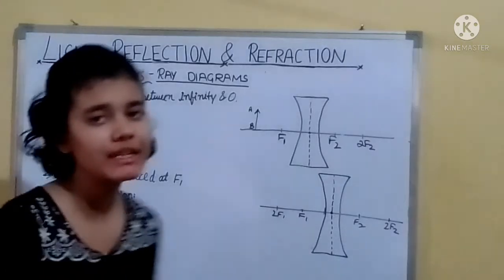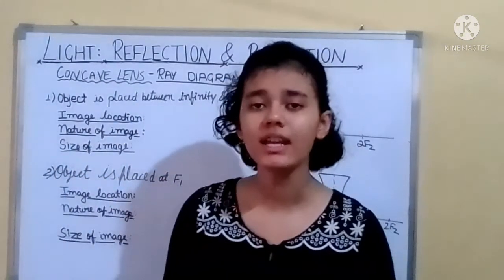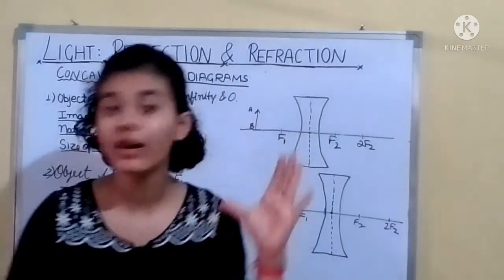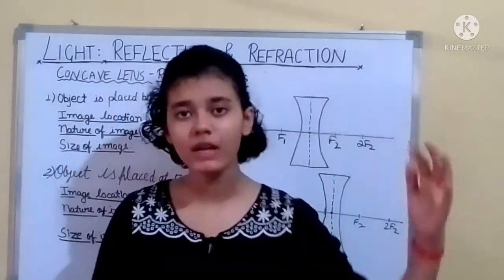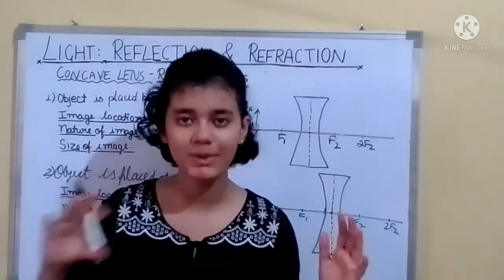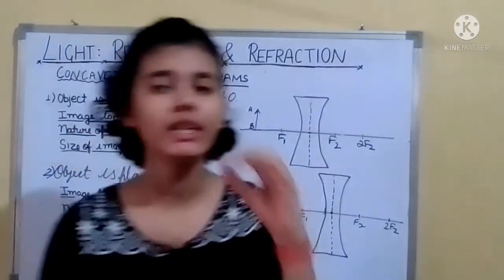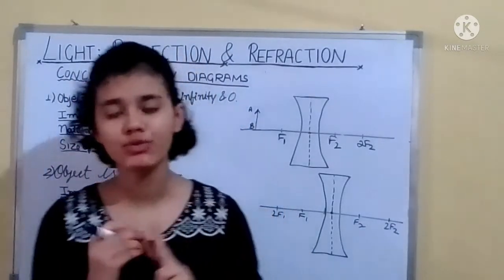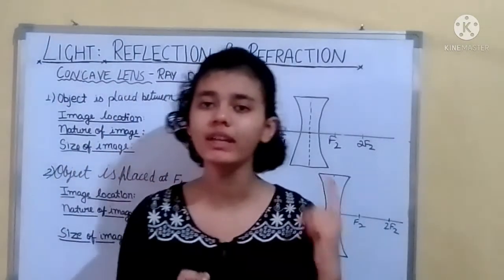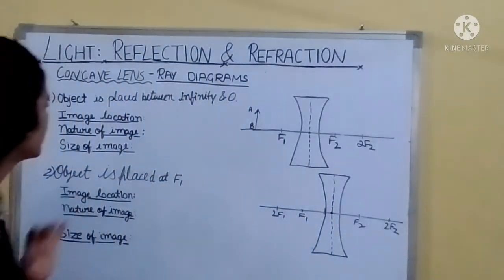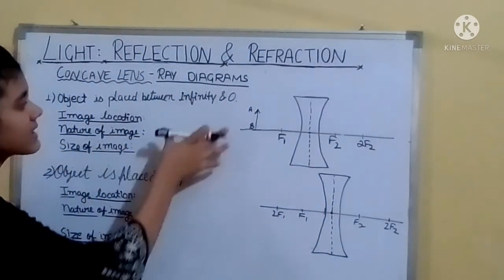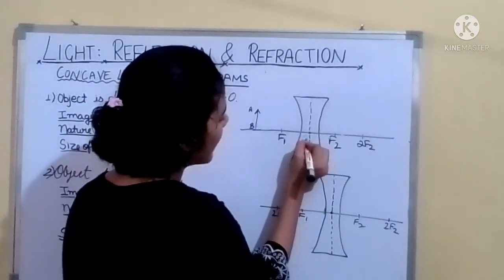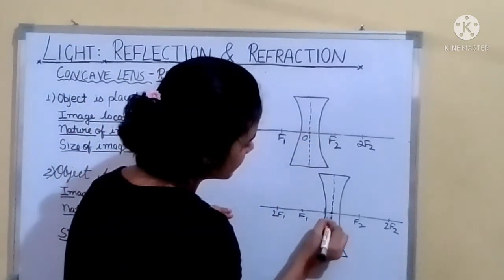Now the ray diagram of the concave lens. In a concave lens just two ray diagrams are there. Like in the convex mirror, where virtual and erect images were formed, in the concave lens also the images will be virtual and erect, and diminished. So the object is placed between infinity and O, means anywhere between infinity and the optical center.